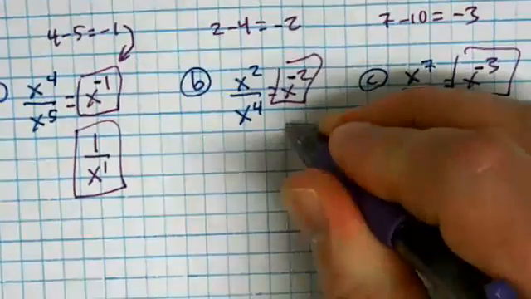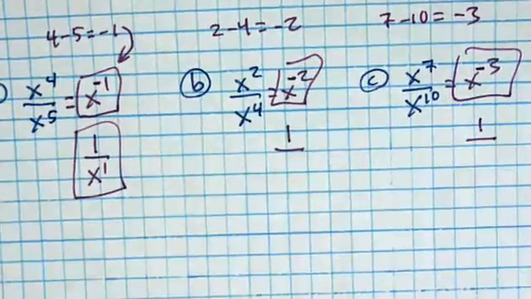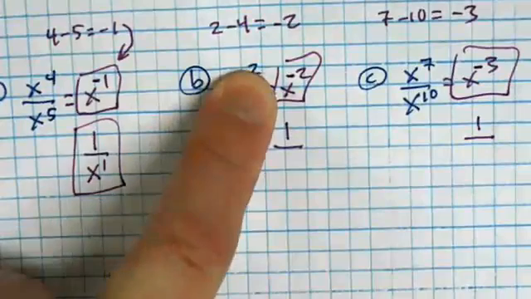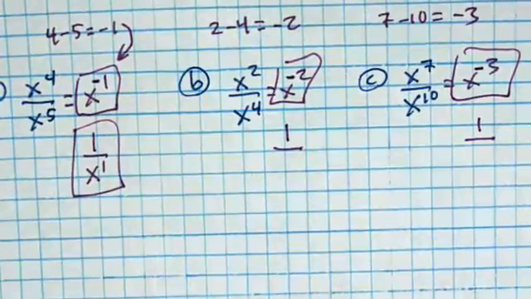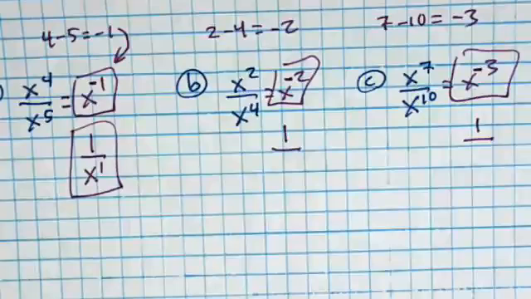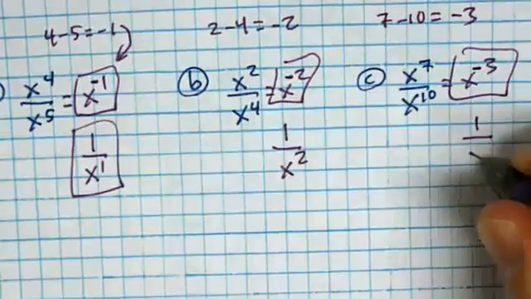I'll give you a hint. It's going to be 1 over for both of them. Can you finish those other 2 up for me and write them down on your paper as well? What's another way I can write x to the -2? What's another way I can write x to the -3? Did you write 1 over x squared and 1 over x to the third?